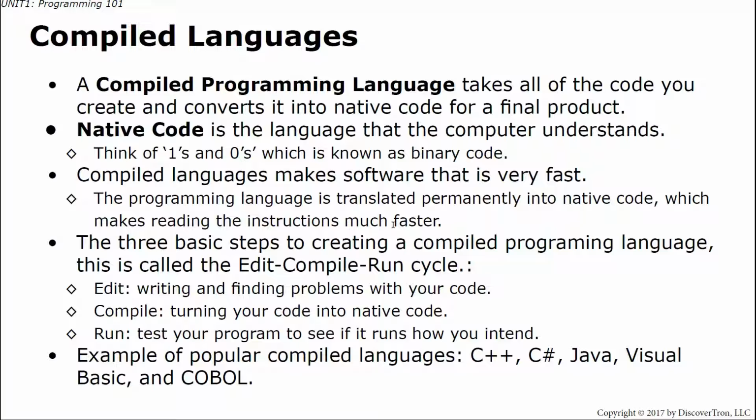A compiled programming language takes all the code that you create and converts it into something called native code for its final product. And native code is all the ones and zeros that you've probably seen associated with technology, or if someone's being funny in a cartoon, the robot's talking in all ones and zeros, or maybe you've seen the old movie The Matrix where there's a bunch of ones and zeros that make shapes. Okay, that's the native code. Compiled languages make software that's very fast, so the programming language is translated permanently to native code, which allows the computer to run it very quickly.